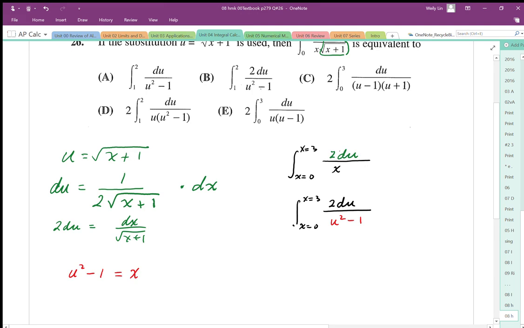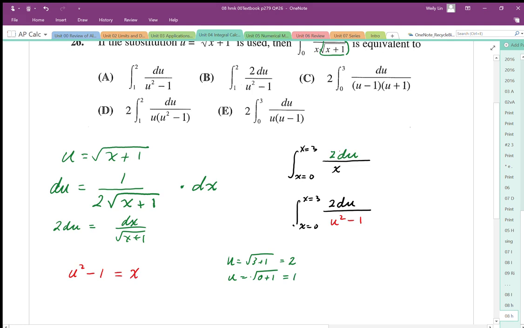So this one here, b, looks like it's the same except my bounds are different. Now remember that these bounds here, 1 and 2, represent u bounds, but here I have x bounds. And I can convert my x bounds into u bounds by just plugging into my u equation. So u is equal to square root of 3 plus 1. Well, that's when x is 3, u is equal to 2. When x is equal to 0, u is equal to 1.